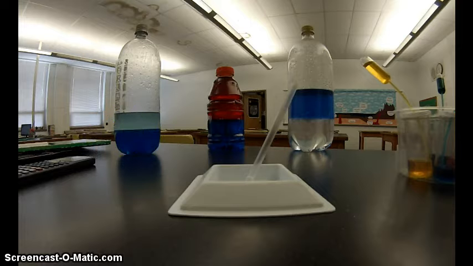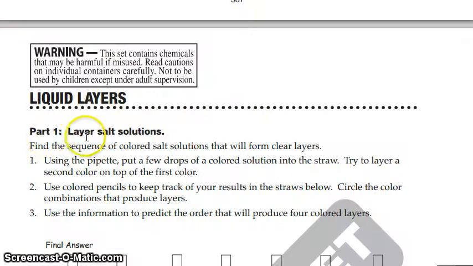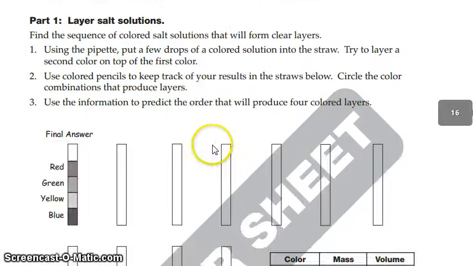And the lab that we're going to be looking at in class is right here, where we take a few drops of colored solution, which is essentially salt water, and we're going to try to layer the different colored waters based on their salinity, or the amount of salt they have. So as we're going through that, we're looking for the correct answer of blue, yellow, green, and red.